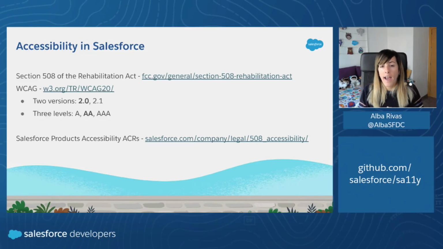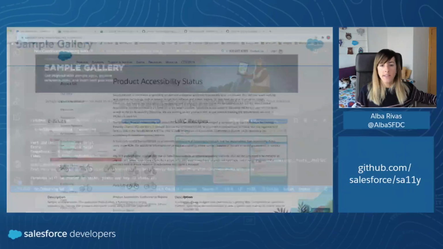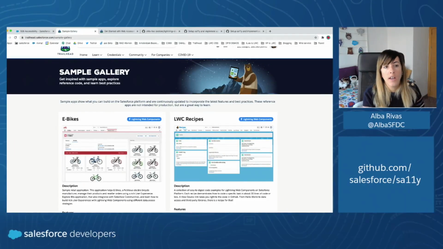So it's clear that we try to enforce accessibility in our products, but now I'm going to tell you why I decided to give this webinar. So my team owns something called the sample gallery. I don't know if you know it. Just in case you don't know it, this is something that you can access from Trailhead, right?